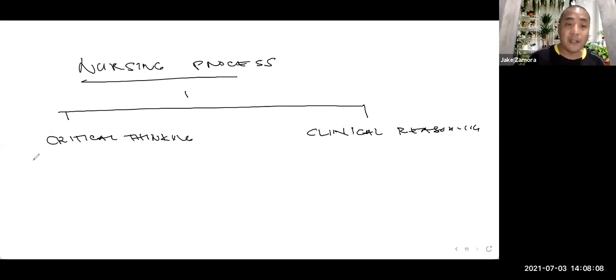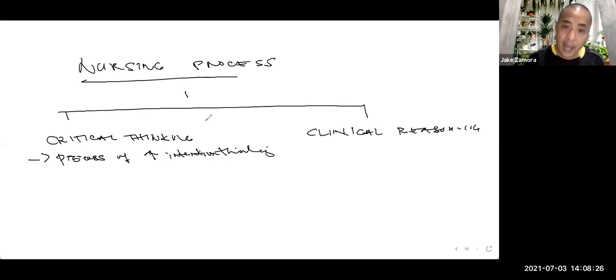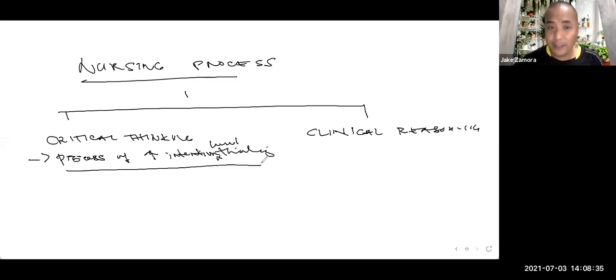So what is critical thinking? This is a process of higher intentional level of thinking. This is not just the normal thinking that we apply in our everyday living. For example, you are asked to wash clothes, and you know what things you can do when washing clothes. But here, it's a higher intentional level of thinking because we are talking of the nursing process. You will have to apply the knowledge, the skills, and the attitude that you learned from the profession. So this is critical thinking.